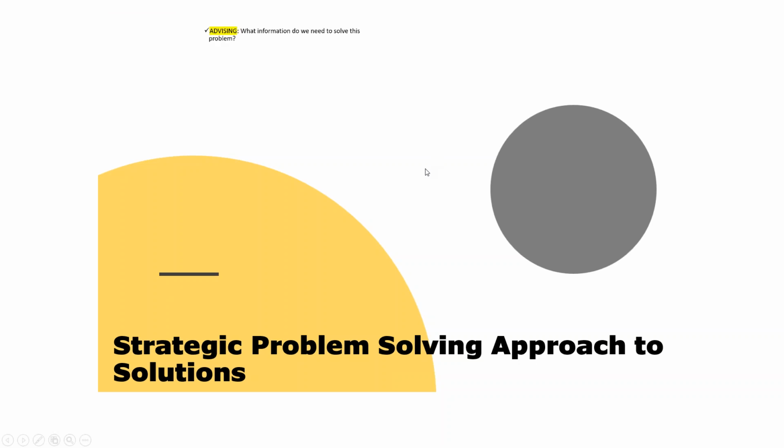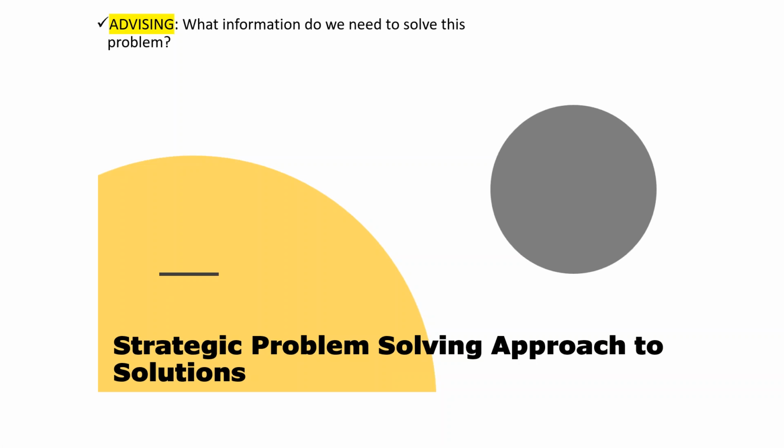Let's have a look. The very first question that has to be asked when someone plonks a problem in front of your team, or you put the problem in front of the team, is this: what information do we need to resolve this problem? So the advisors will be thinking about that, because obviously if you don't get the quality information, you're not going to be able to make a quality decision. So the very first question is around what information do we need?